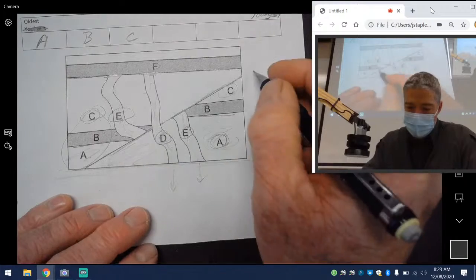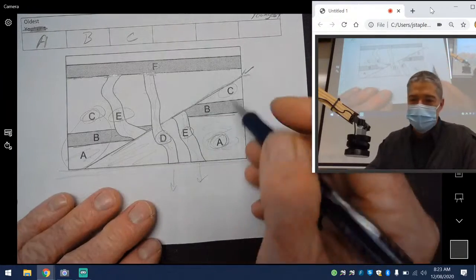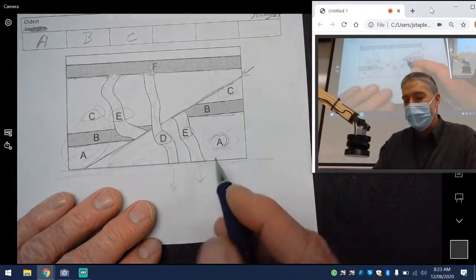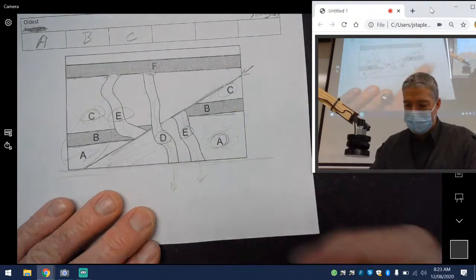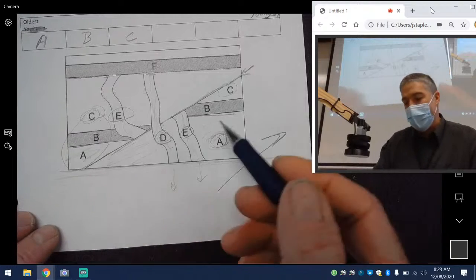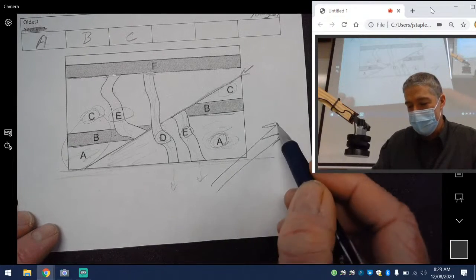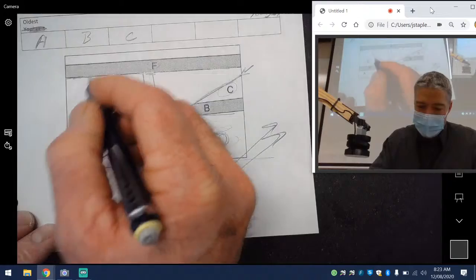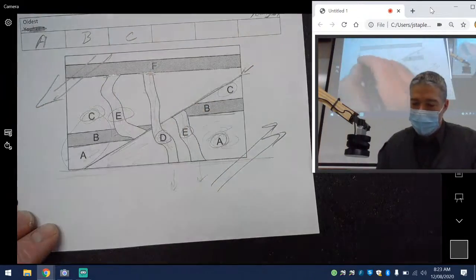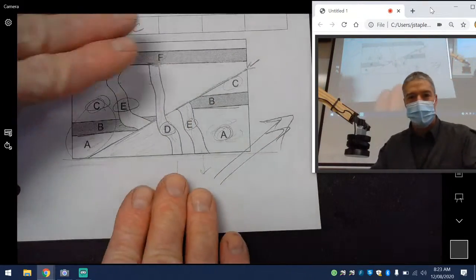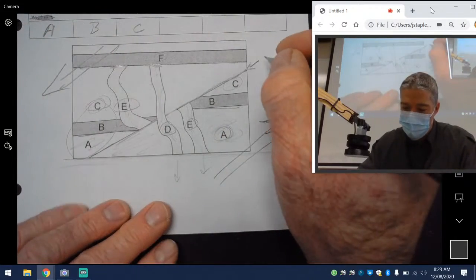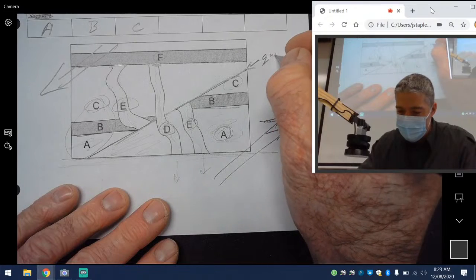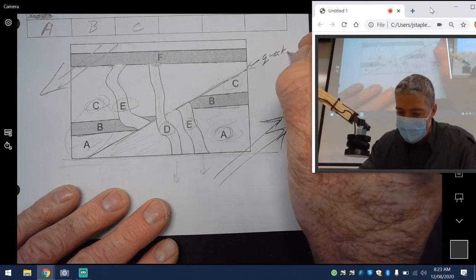Right. So there's this big crack here, and everything on this side of the crack shifted like this. This is sort of a transform fault. Everything on this side of the crack shifted that way, and everything over on this side of the crack shifted this way. So it all went like this. So there was probably an earthquake that caused this fault.